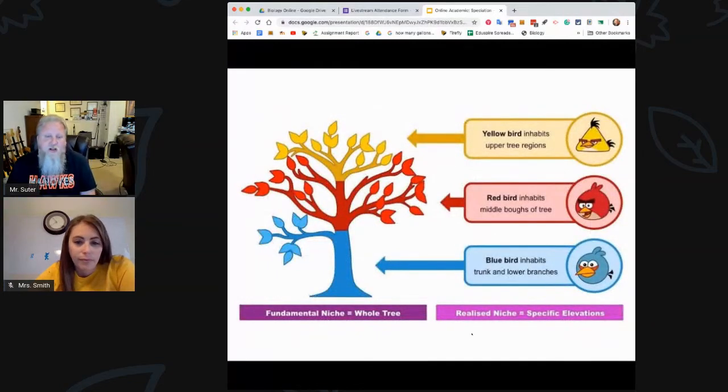So this is interesting. What does this look like? Here's just kind of an idea. You can look at a tree, and in that tree, we could have three different birds living, and one of the birds would live up near the top. The other bird might live in the middle of the tree, and the third bird might live in the lower branches. Bird is the word.